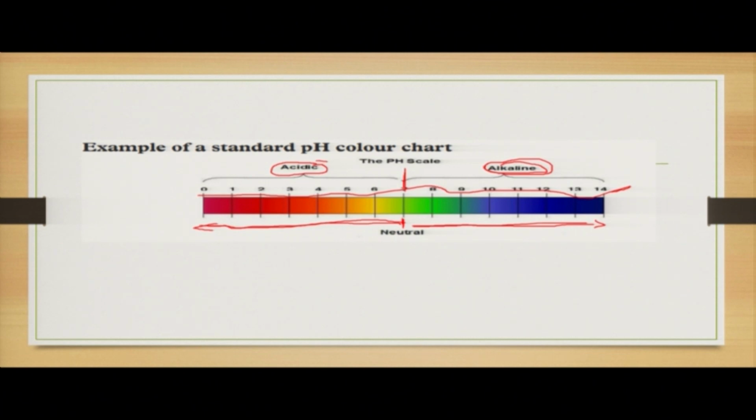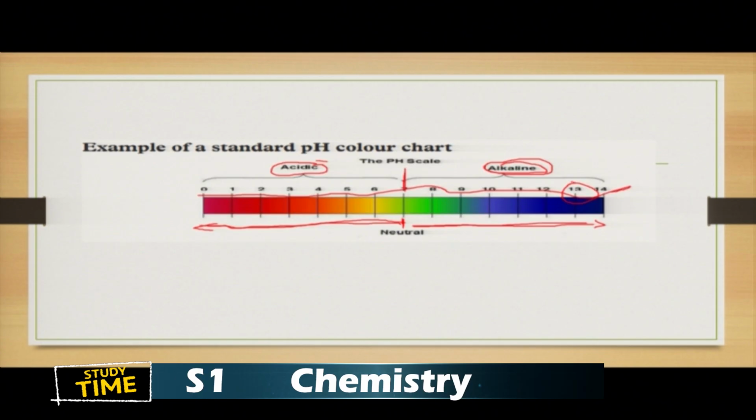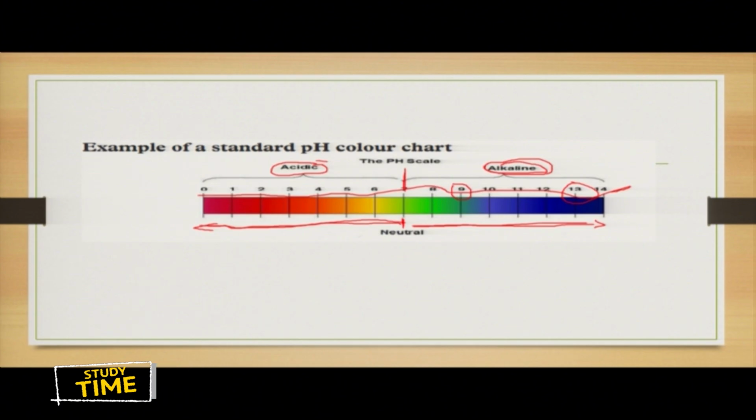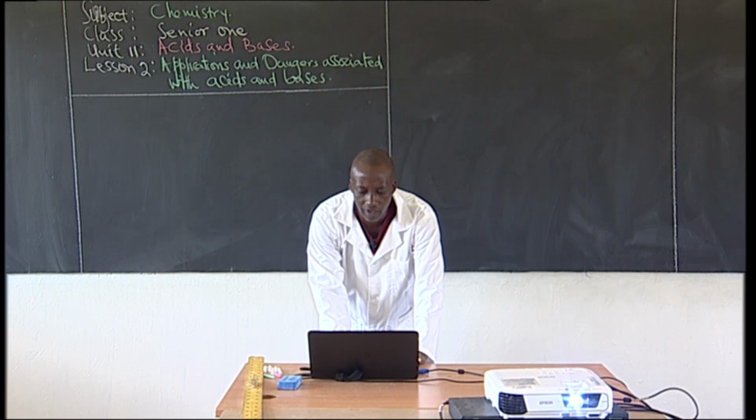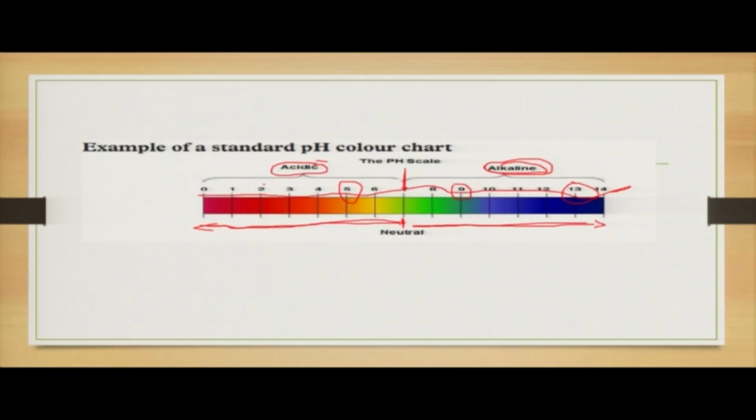If the solution has a pH of 13, for instance, and another solution has a pH of 9, the one with the pH of 13 is more basic, more alkaline than the one of pH 9. Likewise, if I have a solution of pH 5 and another one of pH 2, it means the one of pH 2 is more acidic than the one of pH 5. So that is the information that we need to get from the pH scale and the corresponding colors.